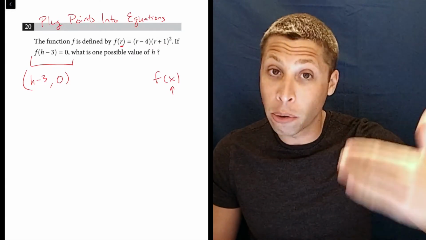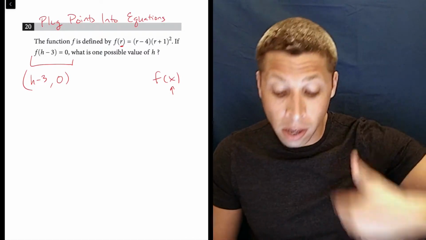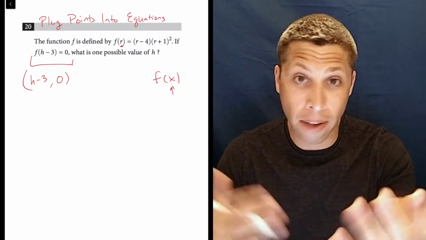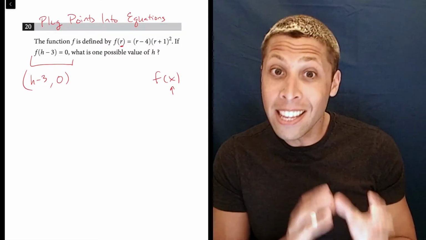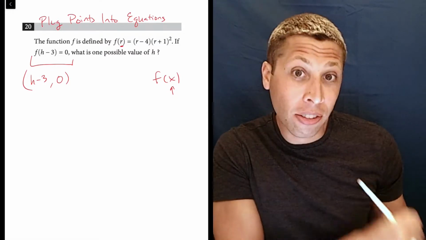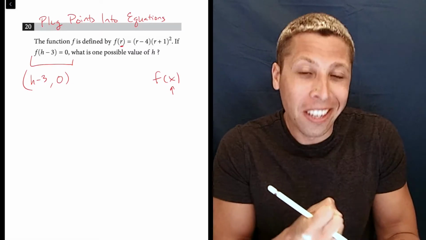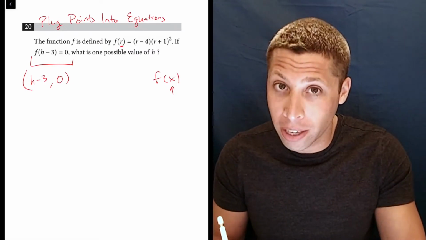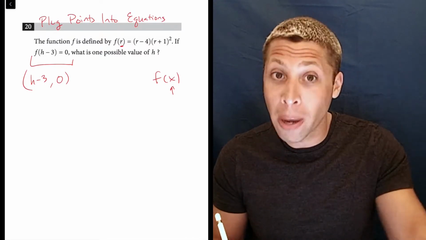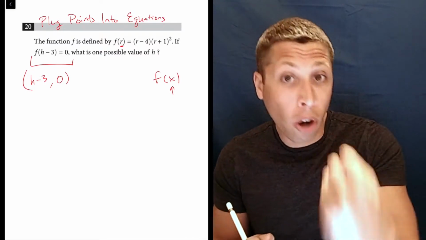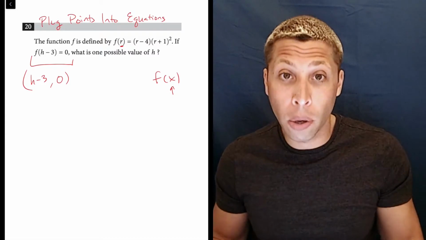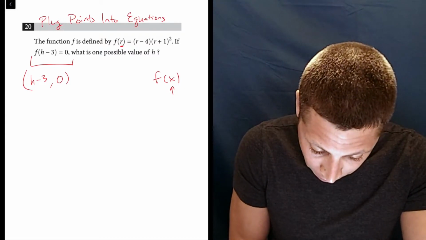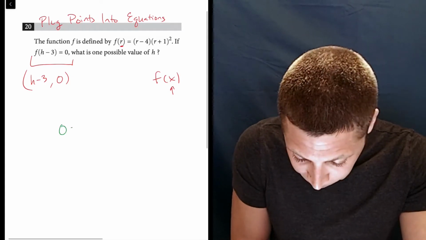So in this case, if there was any number in place of r, we could substitute it in and we could solve this thing for f of r, f of 3, whatever it is. In this case, it's h minus 3, which isn't a number, but it still behaves the same way. We can plug the point into the equation, substituting h minus 3 in for the x or r position, and then 0 in for the y. So it should look like this, okay? f of r, or f of h minus 3, is going to be 0.